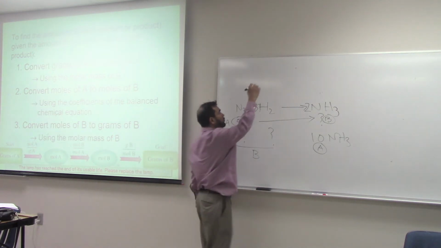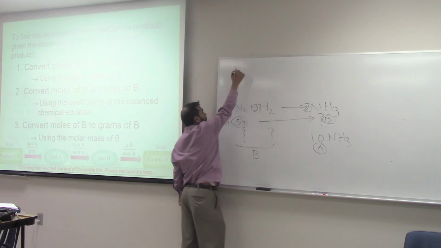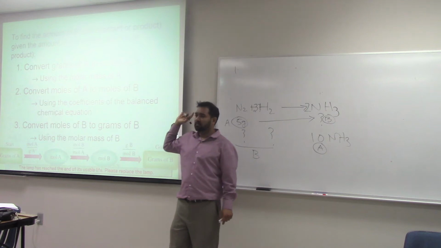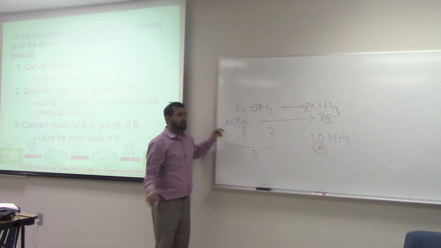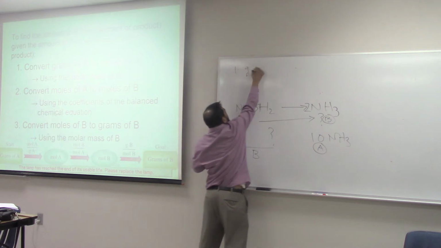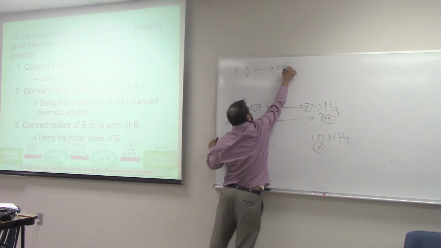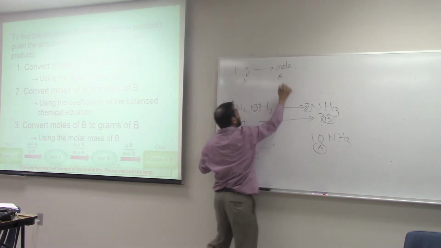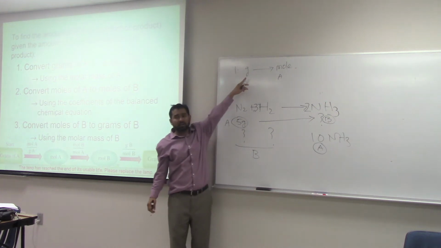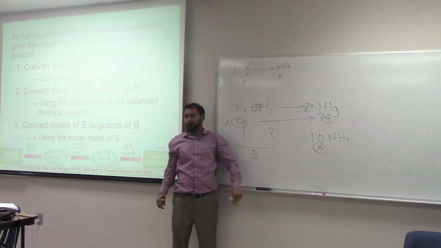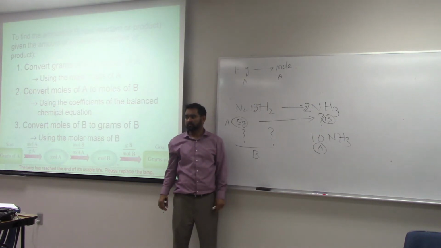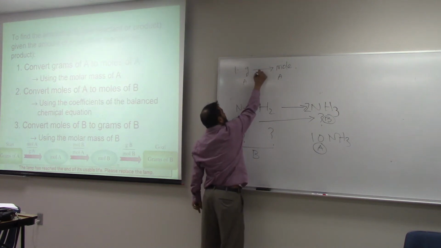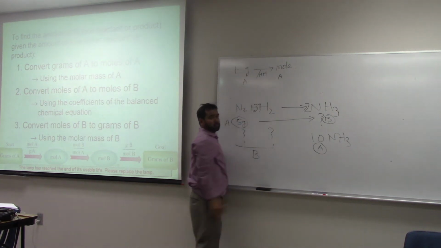So let's see step 1. Step 1 is, you can see here, gram to mole. So you have the gram, you calculate from gram to mole, right? So this is A to A. Tell me, guys, how you calculate from gram to mole, if you have any idea. Multiply or divide? Divide. Yes, so dividing by molar mass, right? There you go.